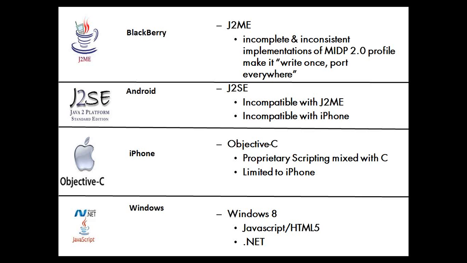And so you need to be able to avoid these multiple programming environments. The J2ME for BlackBerry, the J2SE, Java 2 Standard Edition for Android. Objective-C is used for creating iPhone and iPad apps. Windows 8 now takes us to the JavaScript and HTML5, but there's still some .NET in there. What's going on with Windows?